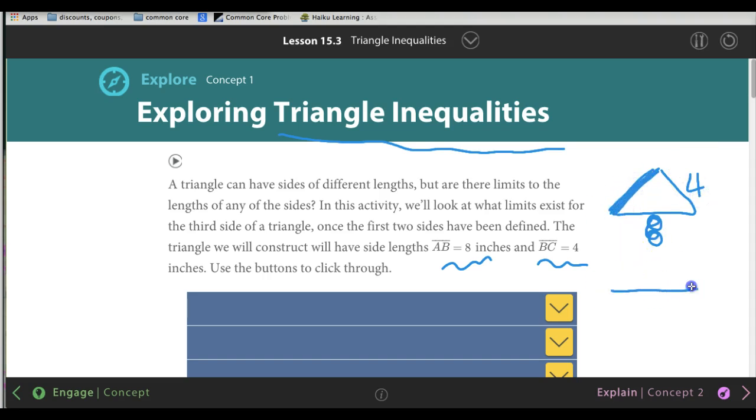It could be really small like that, okay? Or it could be really long on that side, okay? Even if it's the same 8 and the same 4. This one's kind of long, but anyhow, I think you get the idea. So they're trying to figure out, if one side is 8 inches long and the other side is 4 inches long, how small or how long can this side be?